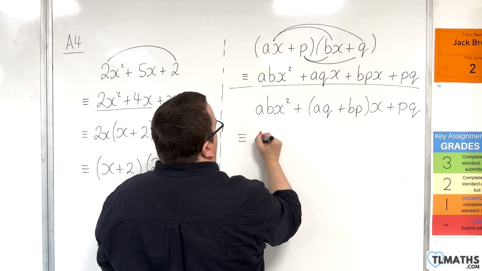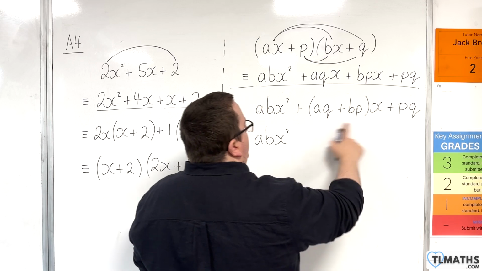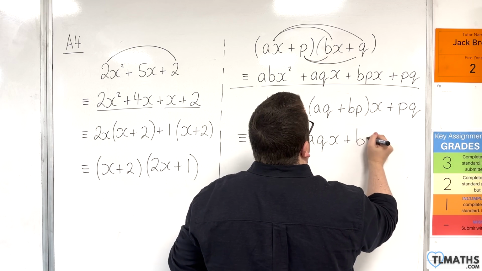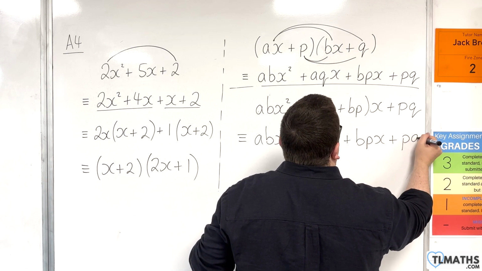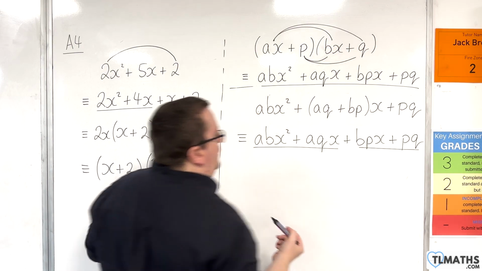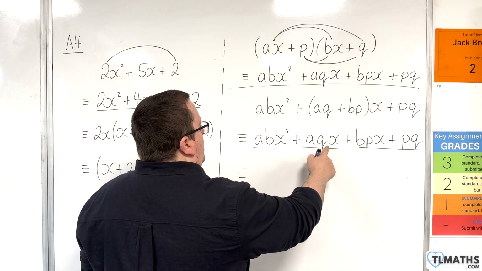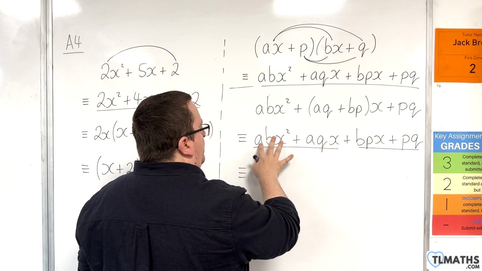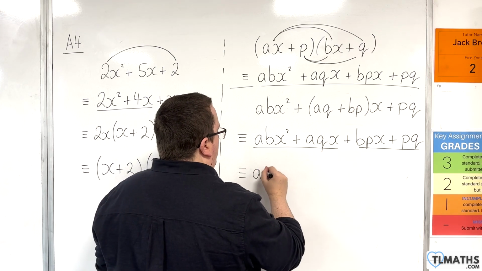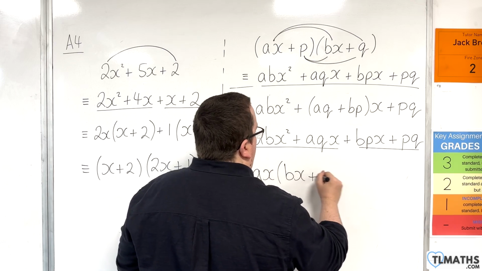So what I'd then do, having written it as 4 and 1, is expand that bracket out and say, well, I've got AQX plus BPX plus PQ. I'm going to look at these 2 pieces individually and factorise them. For these 2 terms, they both have an A involved and they both have an X. So A and X are both common factors that I can factor out, and I will be left with BX plus Q.